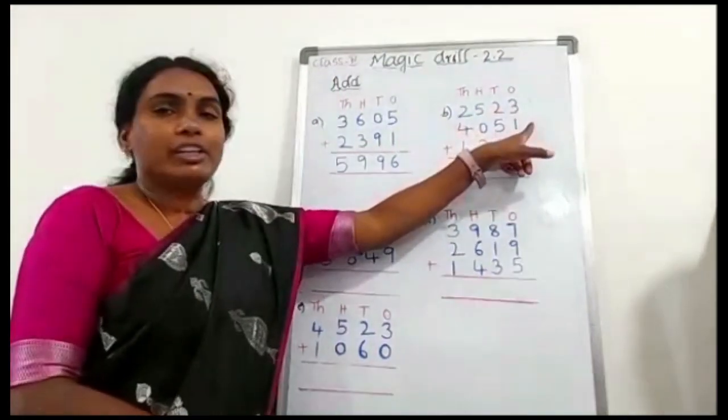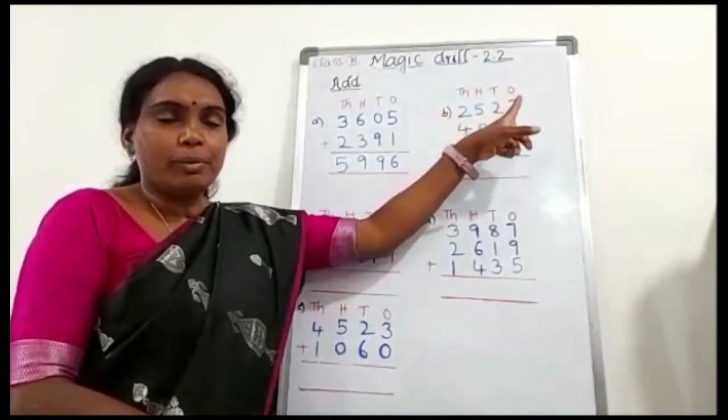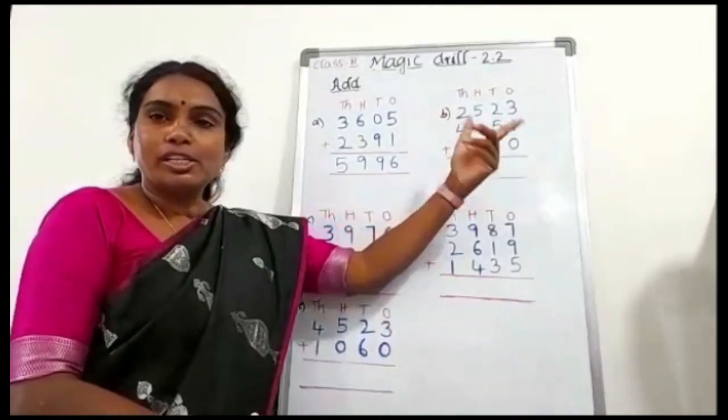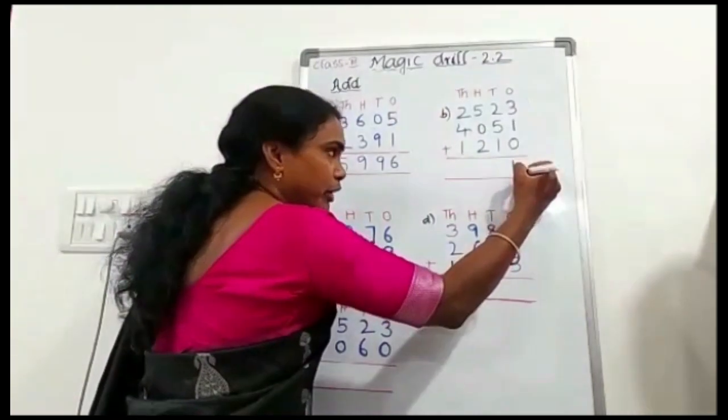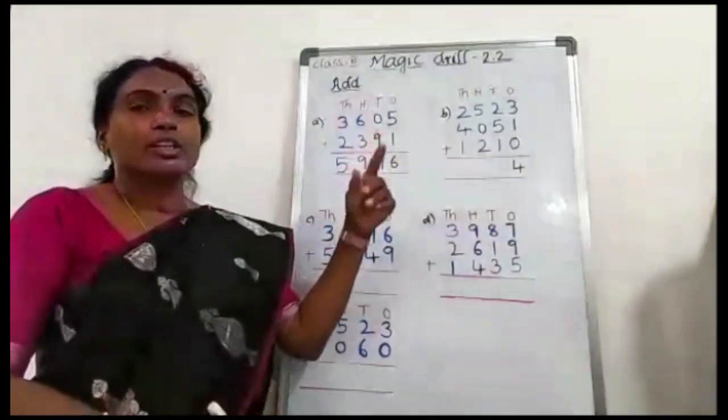3 ones plus 1 one is 4 ones. Adding one property: 4 plus 0 is 4. So 4 we write under the ones column. Then go to the tens column.